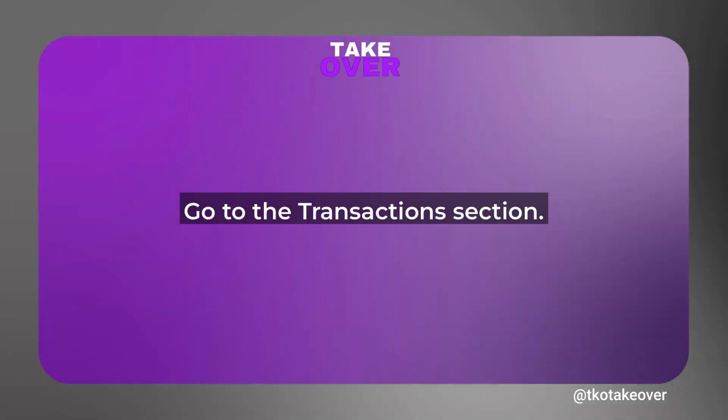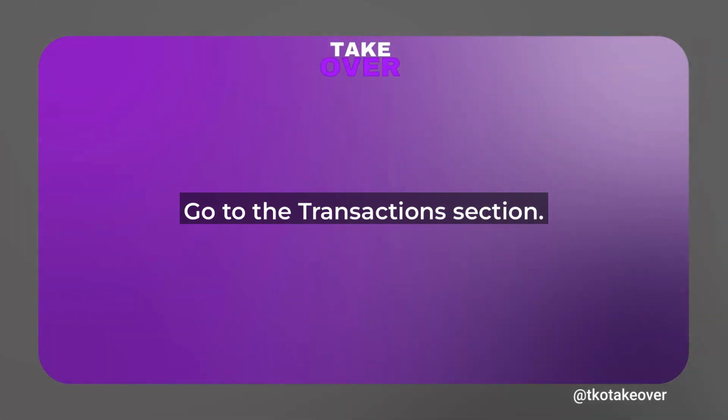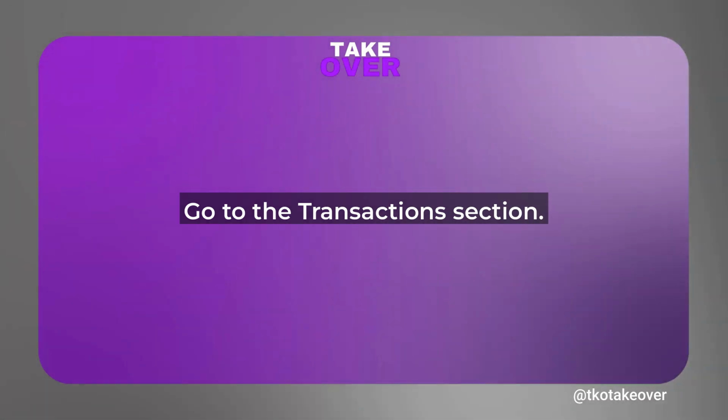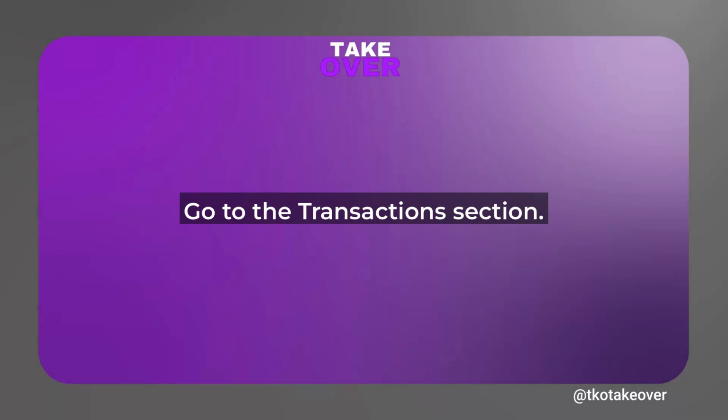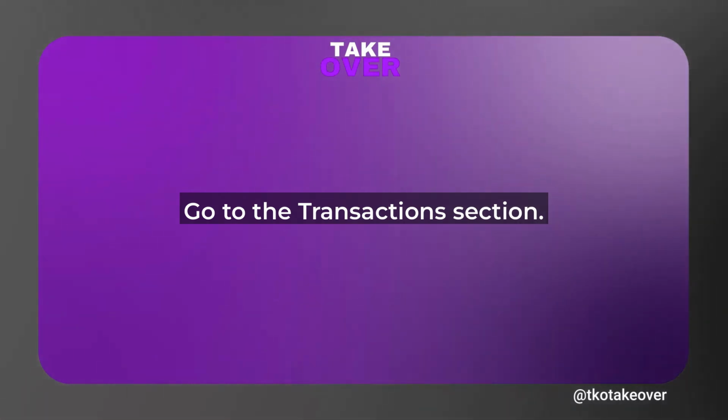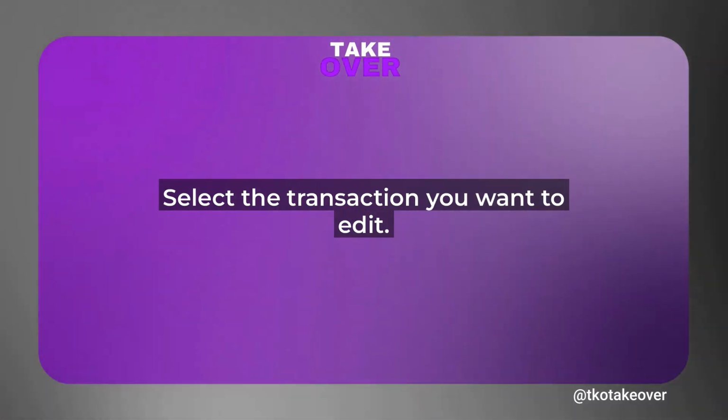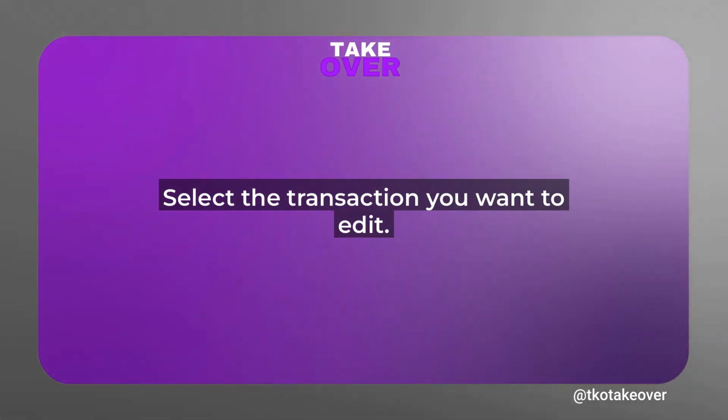To get started, open the Honeydue app on your smartphone and log in to your account. Once you're in, navigate to the Transactions section. It's usually at the bottom of the screen or in the main menu. Here, you'll see a list of your recent transactions. Tap on the one you want to categorize.